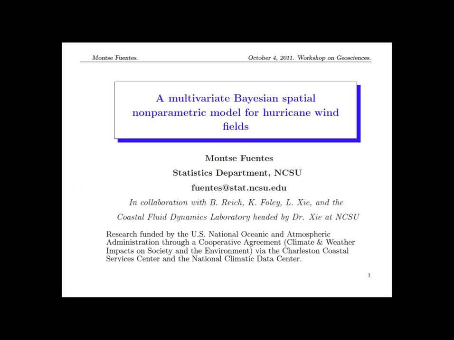I will use some of my current research in collaboration with the Coastal Fluid Dynamics Laboratory at NCSU. And I hope that with my talk, I'm also able to convey what I think is the very significant and relevant role of statistics in the type of problems in geosciences that we have been discussing today: for uncertainty quantification, to bring together deterministic physical models with observations, and for stochastic parameterization of these deterministic models.